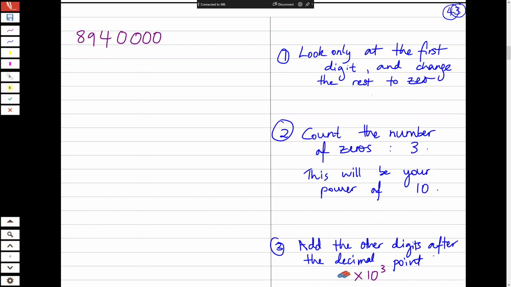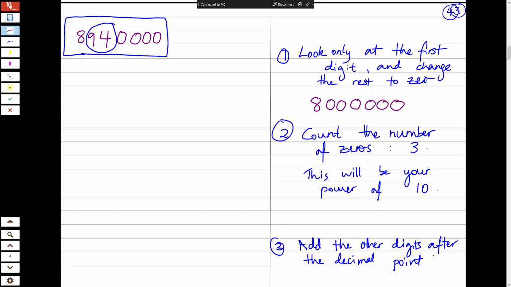All right, so Mia, what's our first step? It's on the page. Okay. So which digits in this number here are going to change to 0? The 9 and the 4. Okay, so I'm going to change these numbers to 0. So our new number for now is going to be this 800. I've replaced the 9 and the 4, and I'm going to keep the other 4 zeros as well. 1, 2, 3, 4.